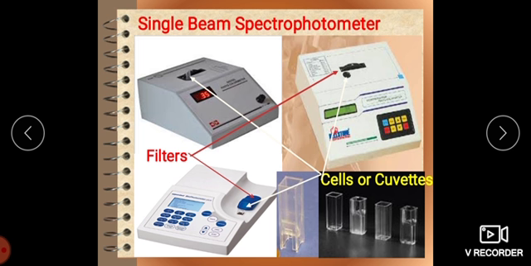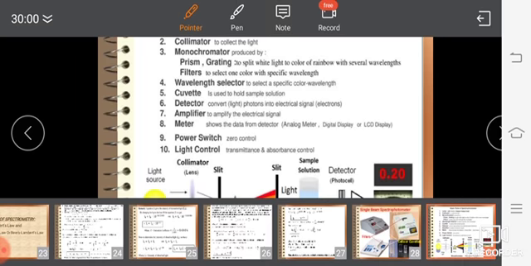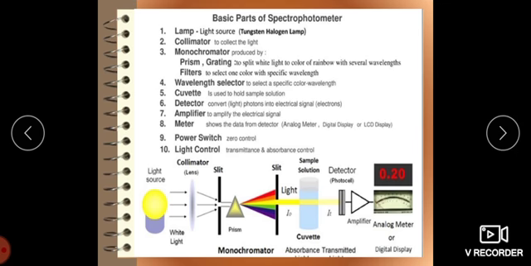These are some diagrams. We can say single beam spectrophotometer or colorimeter, which is used in laboratories, which includes this much part. This is the instrumentation part inside the single beam spectrophotometer, having these parts in the instrument. Okay, the light source, that may be a tungsten halogen lamp, the collimator to collect the light, the monochromator, that may be a prism or grating, along with the filter.